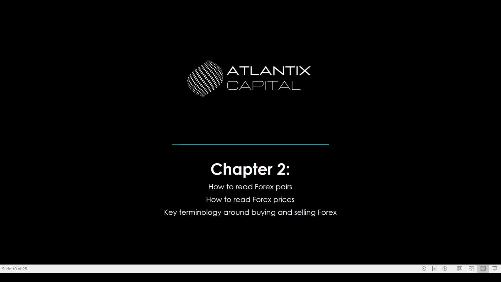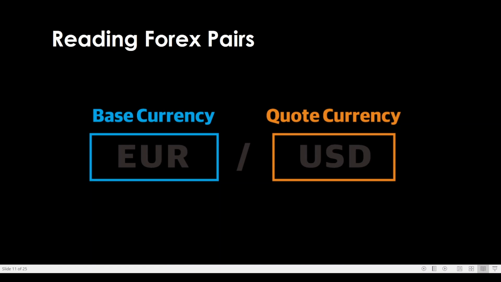Okay, let's do this. So first, let's talk about reading Forex pairs. The first thing you need to know about reading Forex pairs is they are named in a standardized way so that the quoting of prices is similar and standard globally. So in a pair like Euro USD, you can't then call it USD Euro. Well, of course, you've got freedom of speech and you can name it whatever you want in your own house.